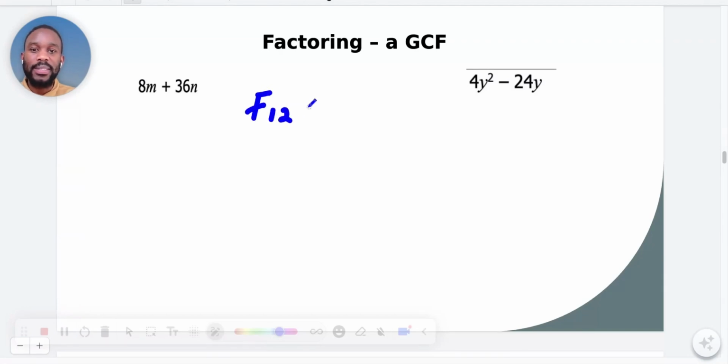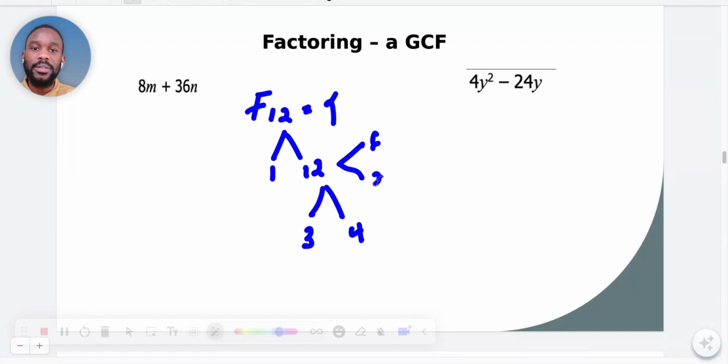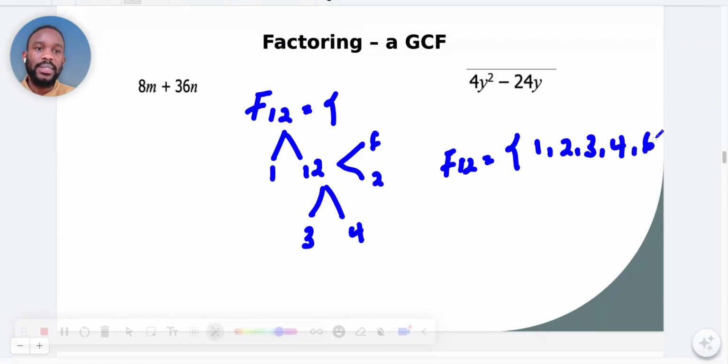If you're looking for factors of 12, for example, ask yourself, which two numbers would you multiply and get 12? 1 and 12, right? Those are two numbers. You can also multiply 3 by 4 and get 12. You can also multiply 6 by 2 and get 12. So the factors of 12, if you want to list them, will be 1, 2, 3, 4, 6, and 12, right?